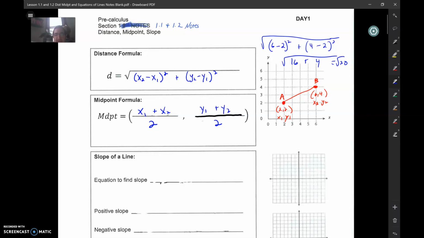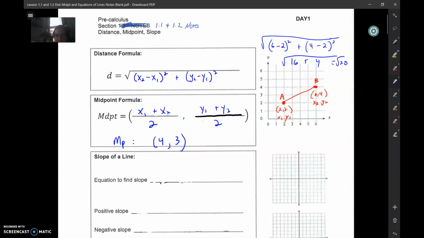So there's the distance. What about the midpoint between the two? Well, we know what x1 and x2 are. x1 is 2 and x2 is 6. Those added together give us 8. 8 divided by 2 is 4. So the midpoint is 4. See how I did that? Added the 2 x's together and divided by 2. We do the same for the y's. 4 plus 2 is 6. Divided by 2 is 3. So the midpoint is 4, 3.